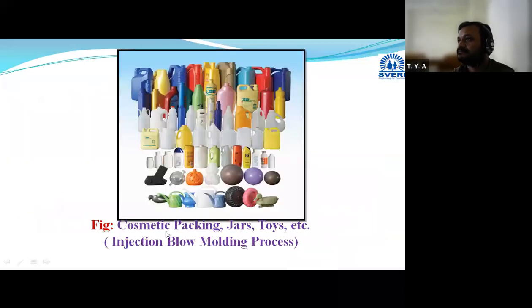Then the cosmetics packaging in jars or different toys are there, that are manufactured with the help of injection blow molding process. All these are hollow parts. Just what you have to remember, we are manufacturing only hollow parts. Whichever toys I am mentioning here, those toys will be hollow. It will be hollow only.